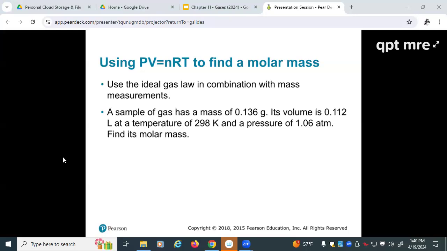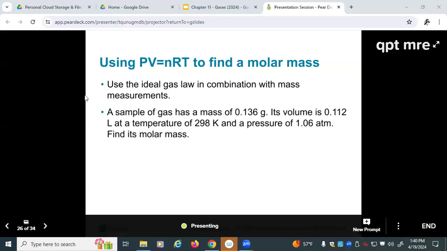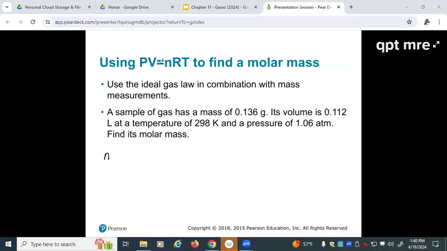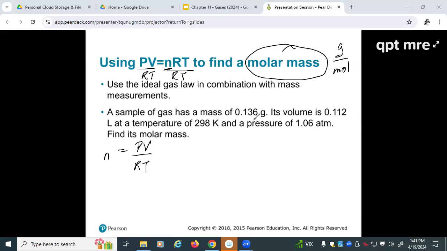I can use this kind of information to do two things. First of all, I can find the number of moles. So if I'm solving for n, I need to divide both sides by R and T. So n is equal to PV over RT. And molar mass, remember, is grams divided by moles. So if I know the grams and I can solve for the moles, I can figure out the molar mass of the stuff without even knowing what it is. Just by measuring its mass and measuring its temperature, volume, and pressure, I can calculate the molar mass of the gas and use that to figure out what it is, or at least get a good idea of what it might be.